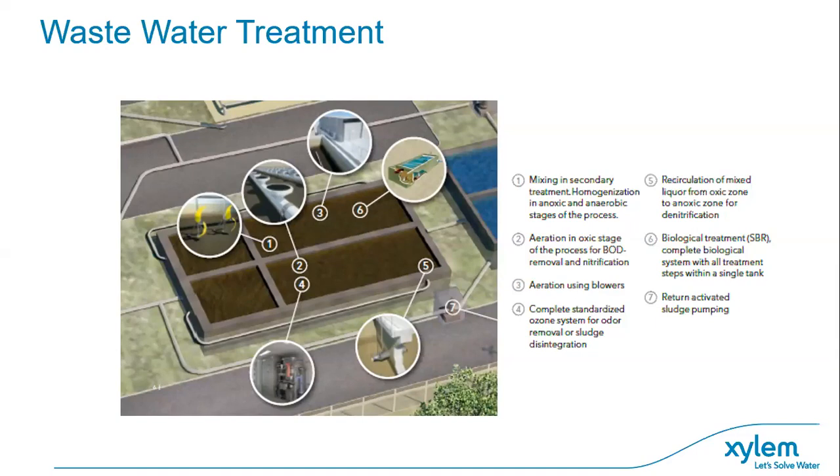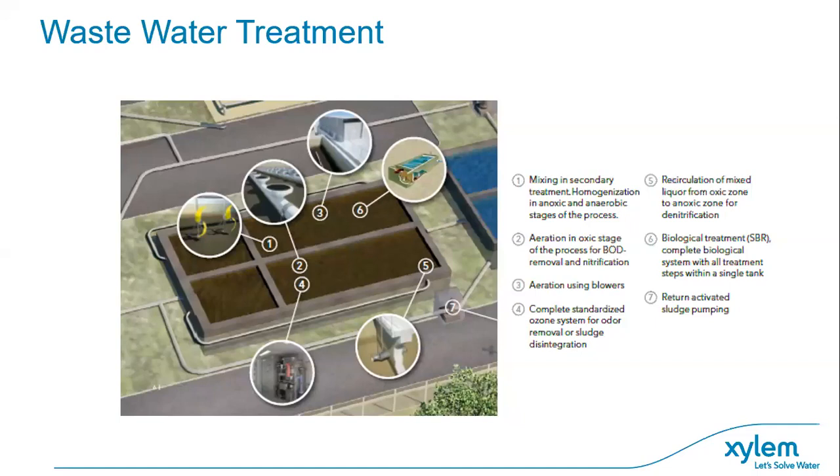Quite often, when we're within a process that requires denitrification, we do use small inline mixer pumps or other types of pumps to recirculate the mixed liquor back into the anoxic zone. So that gives us a small element of power, and then of course we've got the pumps that take any RAS and pump that away or back into the process as needed.